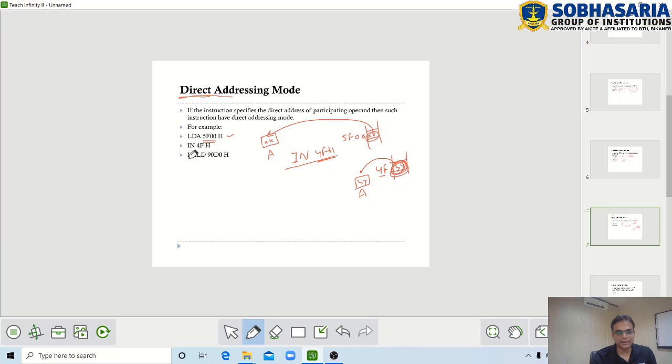Similarly with LHLD also, it is going to load the HL pair with data available at the 90D0 and 90D1 locations, and I don't know what the data is, but I know the direct address of the data. So these are the instructions which have direct addressing mode.